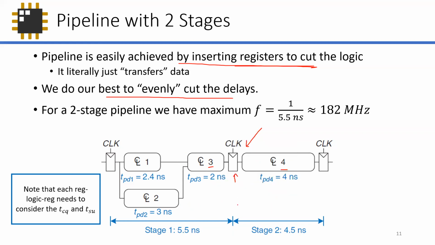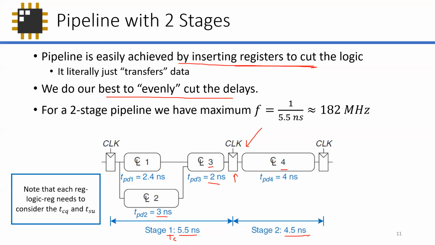So if you put the register over here, and considering the T clock to Q and the T setup time of the registers as well, the total period that you need for register to register in the first stage is around 5.5 nanoseconds. So that's 3 plus 2 plus the 0.5 nanoseconds of the T clock to Q and the T setup time. And on the second stage, it's around 4.5 nanoseconds.